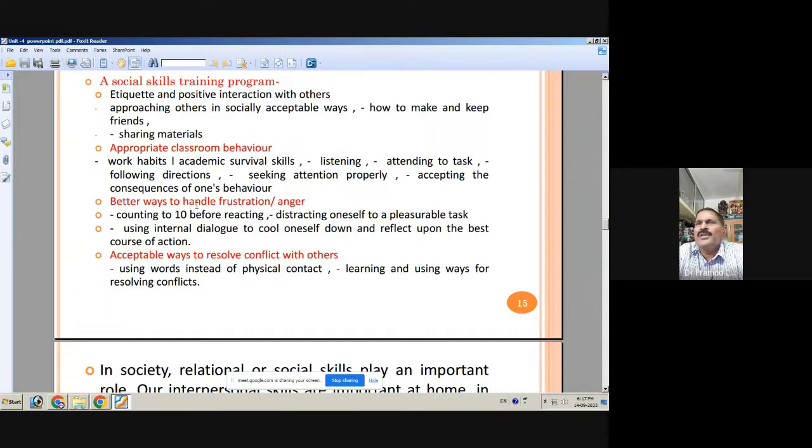When you are sociable, then automatically in the classroom your work habits should be developed. You must have the patience to listen, you must attend the tasks, you must follow the directions of the teachers, you must seek the attention properly, and you must accept the consequence of one's behavior. Better ways to handle the frustration and anger.